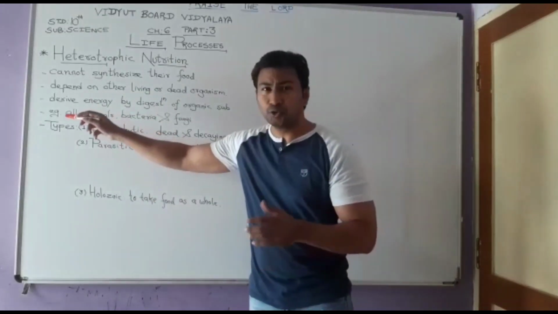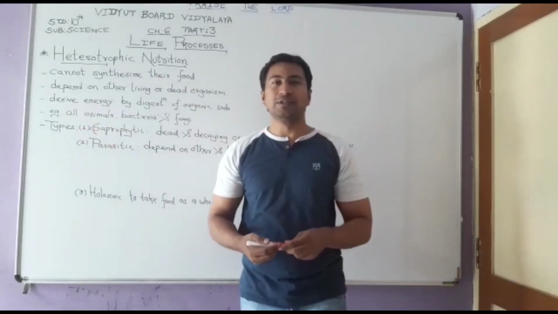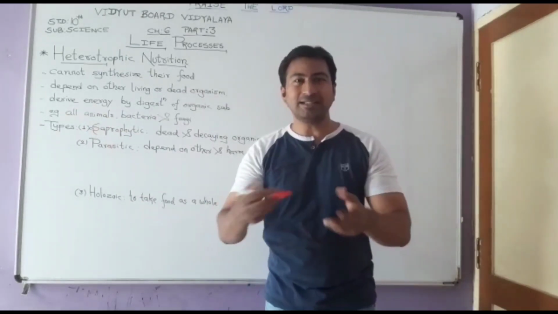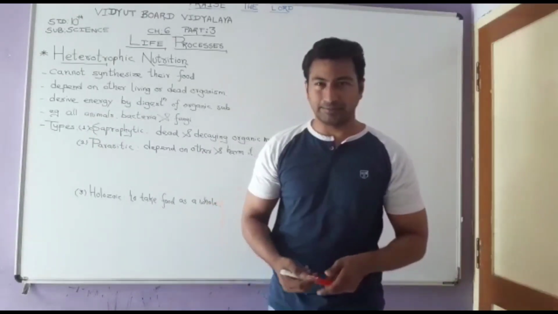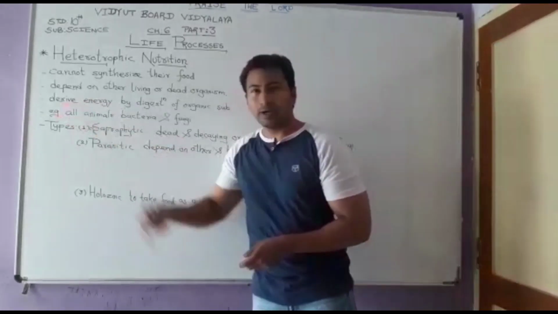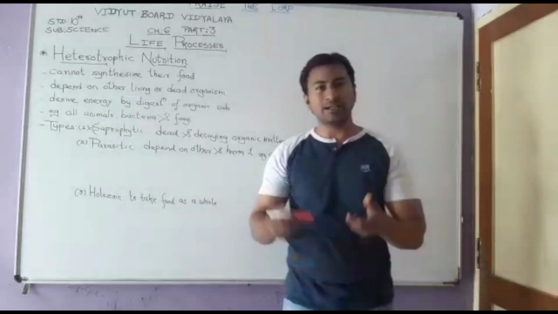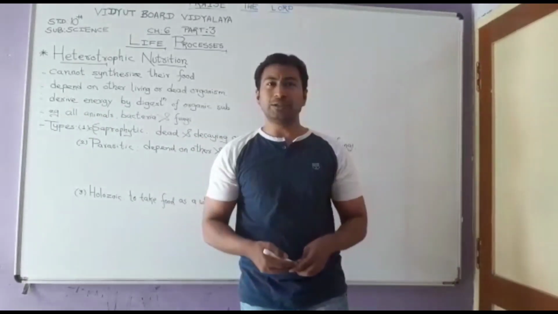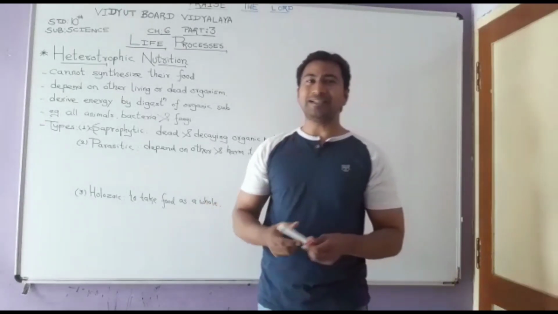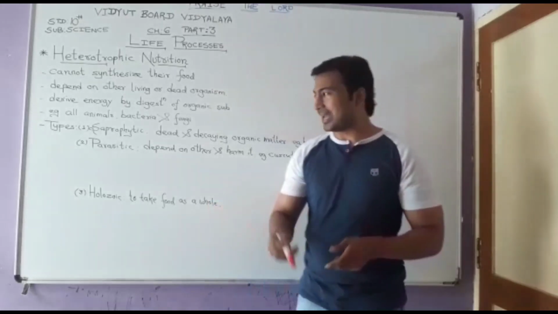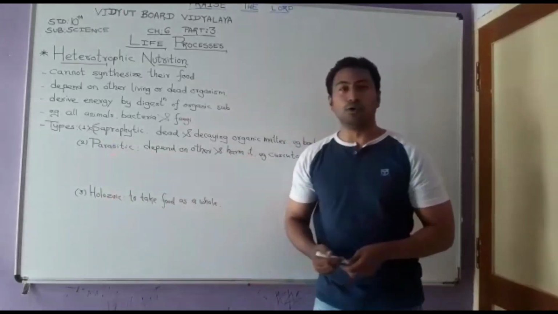Fine. So how do they obtain the energy? They derive their energy by digestion of the organic matter. So they eat the living or the dead content of the food and they get energy from it. Fine. So in case of the examples, here we have basically all animals, bacteria and the funguses. Now let us go into the classification of these heterotrophic organisms. So there are three basic types of heterotrophic organisms. They are the saprophytic, the parasitic and the holozoic.